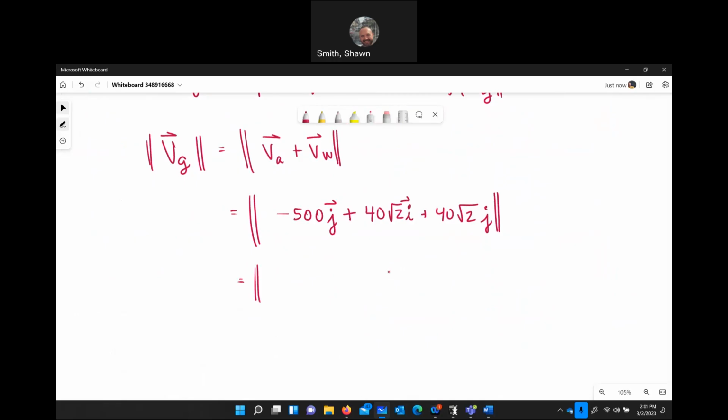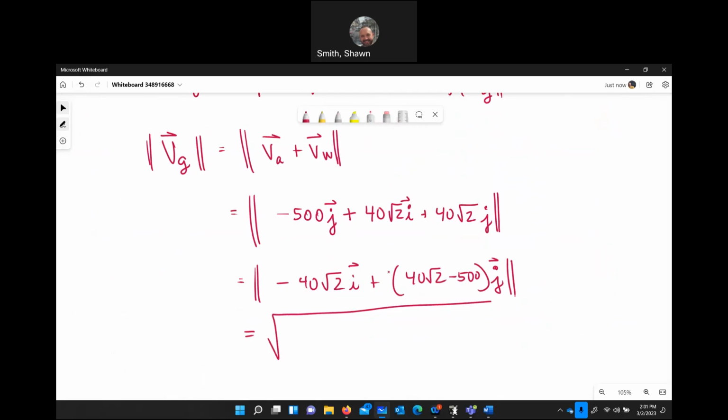So I'm still looking for the magnitude. Add these two together. That's going to be 40 square root of 2 vector j minus 500. Let's just write it like that. Let's put the i first: 40 square root of 2 i plus (40 square root of 2 minus 500) times vector j, right? So the magnitude of that is nothing more than the square root of the a squared plus the b part, (40 square root of 2 minus 500) squared.